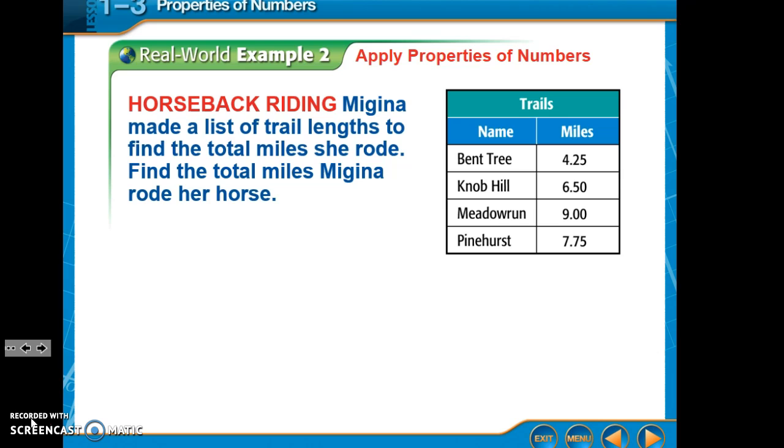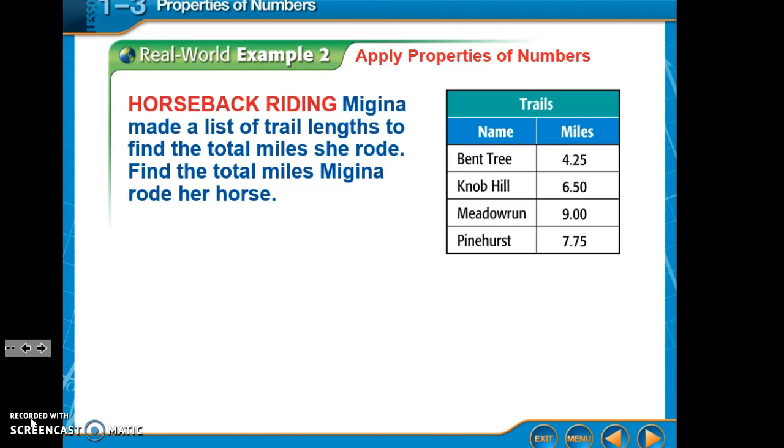So here we have horseback riding. Regina made a list of trail lengths to find the total miles she rode. Find the total miles Regina rode her horse. Here we have the trail name and then how many miles she rode. So how would we find the total number of miles? What are we going to do? We're going to add them up.